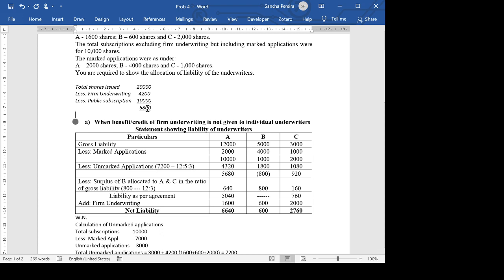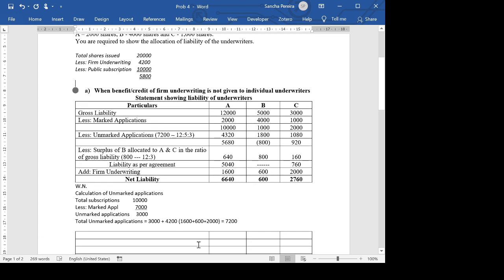Now since there is firm underwriting in the problem, firm underwriting can be treated in two ways. You either treat it as unmarked applications and add it to unmarked applications, or we are going to see the second method where each firm's firm underwriting is minus from their respective gross liability. In both cases, it is minus. How it's minus in the 7,200: you've added it here and then you've minused it as in the ratio of gross liability.